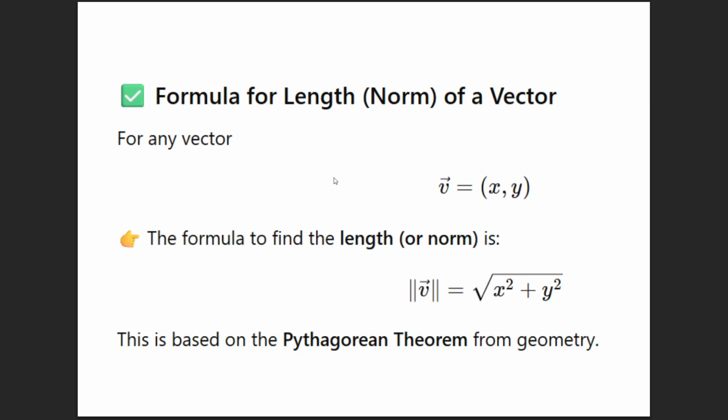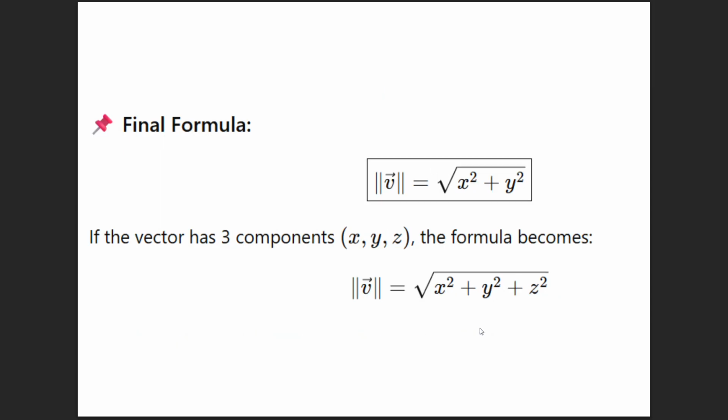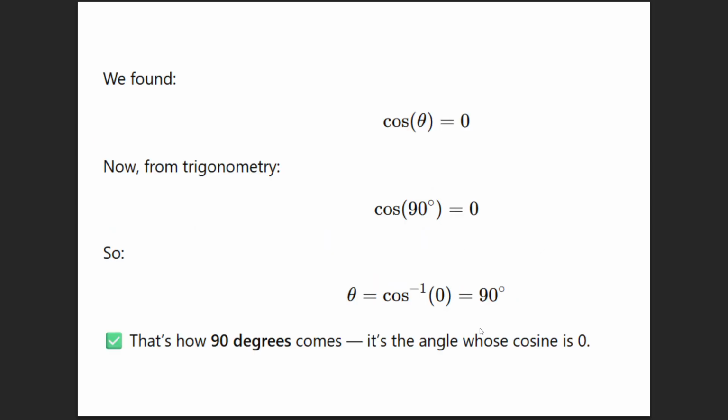So again, I'm showing the length of the vector, the formulas and all these things. For now, we have found that cos theta is equal to 0, that is, the angle is 90 degrees.